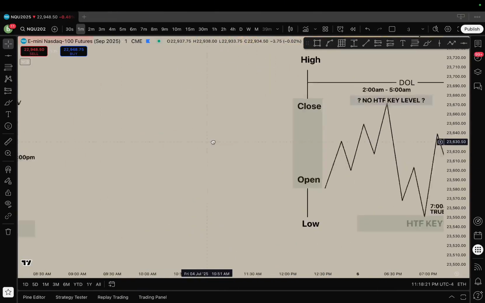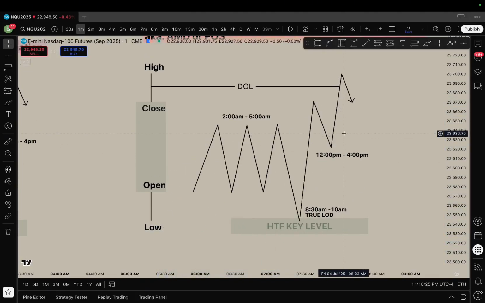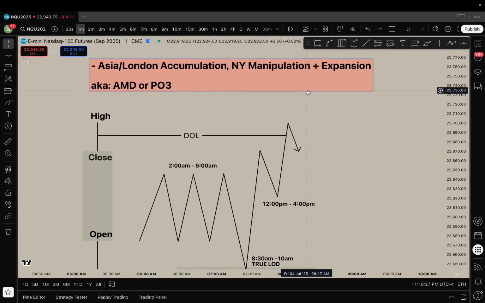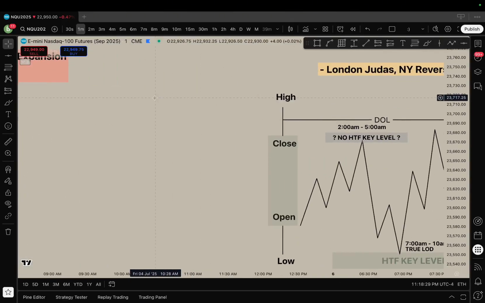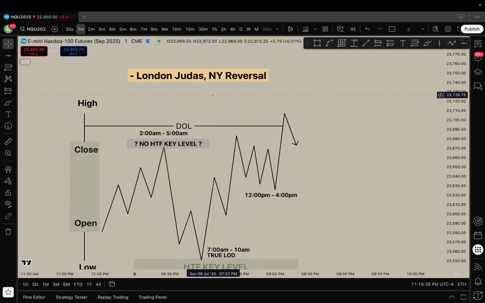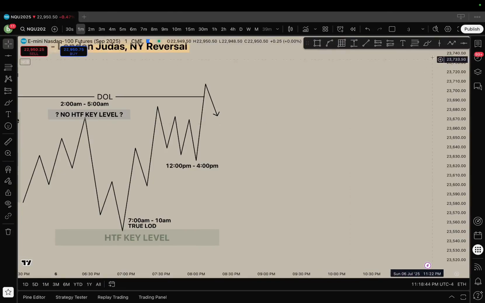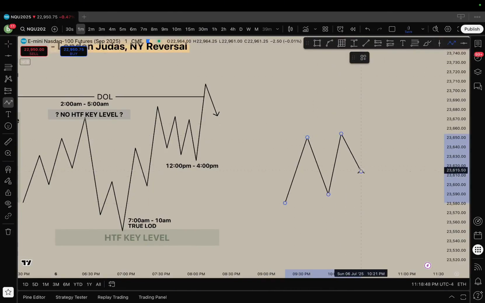Okay, now coming into our final daily profile I want to show you guys, and there are going to be a little bit of nuances with these daily profiles. It won't always look picture perfect, right? There are times where I do see London Judas New York reversal, but it will kind of look something like this, where we will have price do this, and we won't hit the higher time frame key level, right?